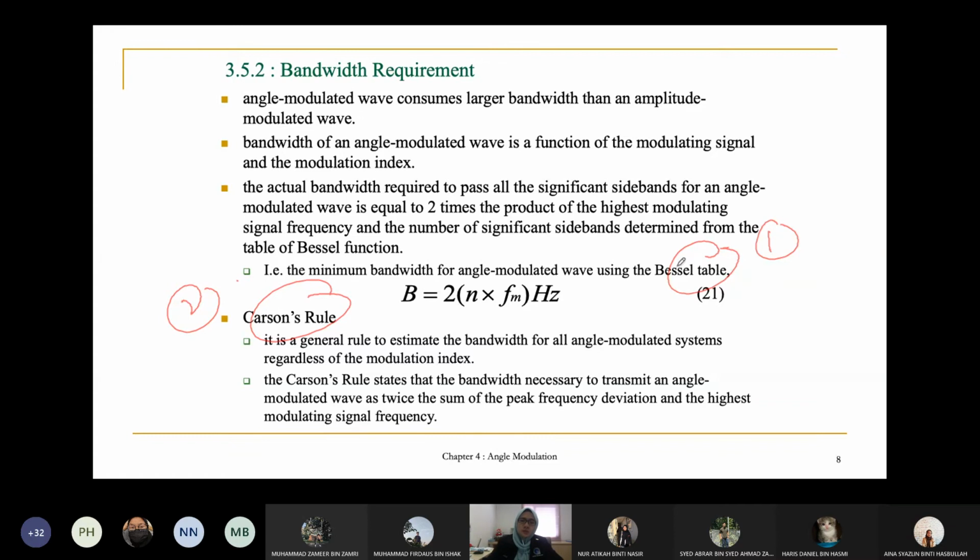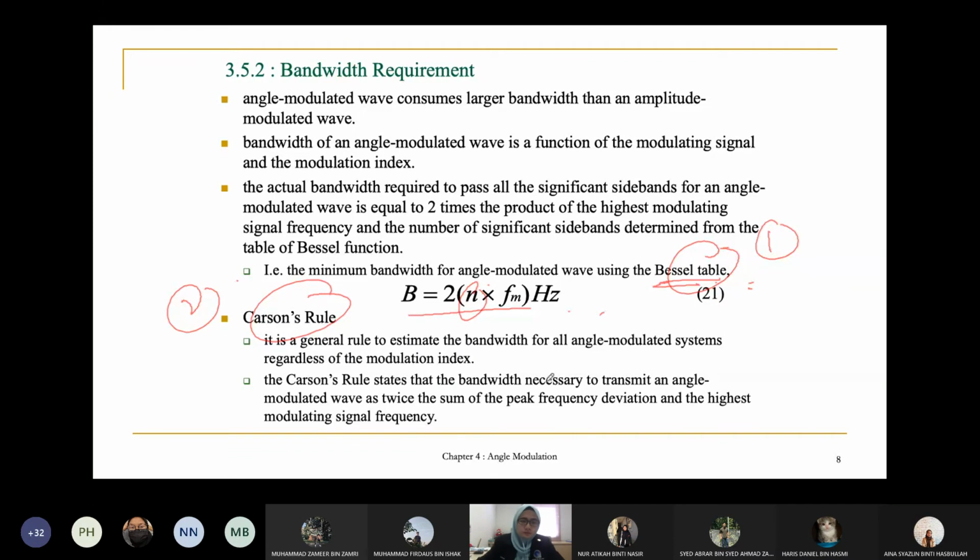So the first one is based on the Bessel table. This is the formula for the bandwidth based on the Bessel table. It is B equals 2 multiplied by N Fm. Fm is the modulating signal frequency, and N is the number of sidebands. That is why we call it based on the Bessel table, because from the Bessel table you can determine how many sidebands there are. Then only you can use this formula.